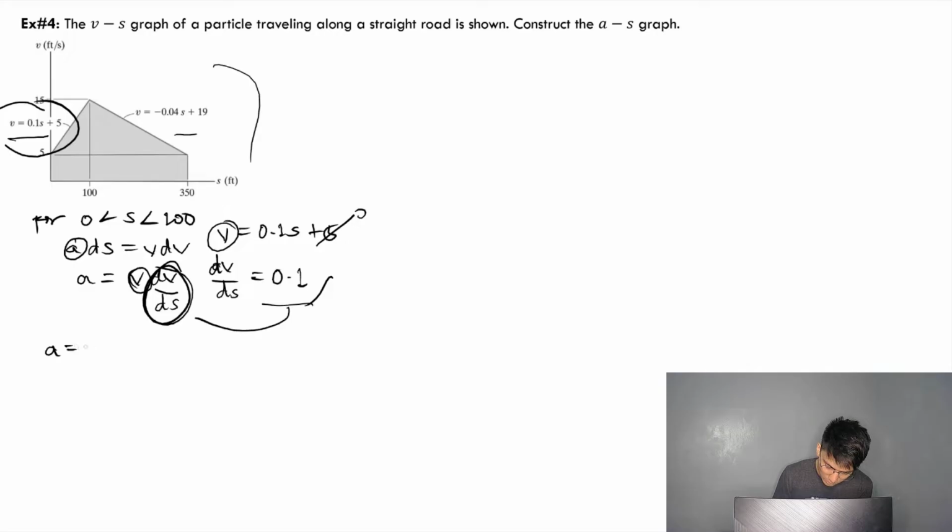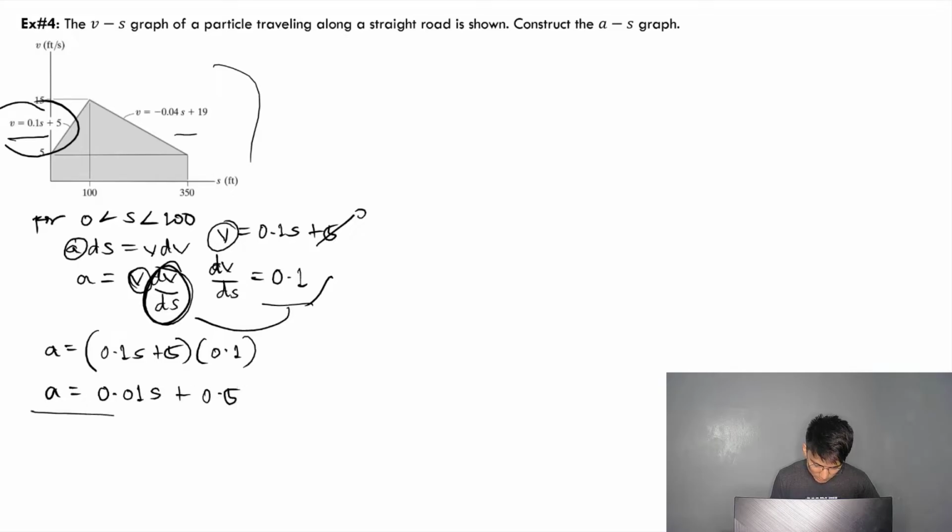We can now find the value of the acceleration. Acceleration is equal to 0.1s plus 5 times 0.1. So, acceleration is equal to 0.01s plus 0.5. So, ang nasolve natin is an equation. And then, to find the exact value of the acceleration, we need to substitute yung ating 0 and yung 100.